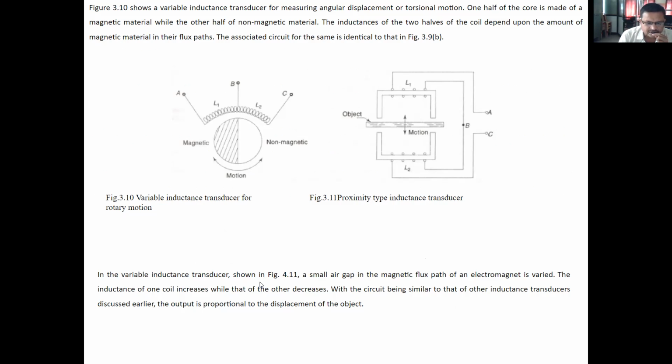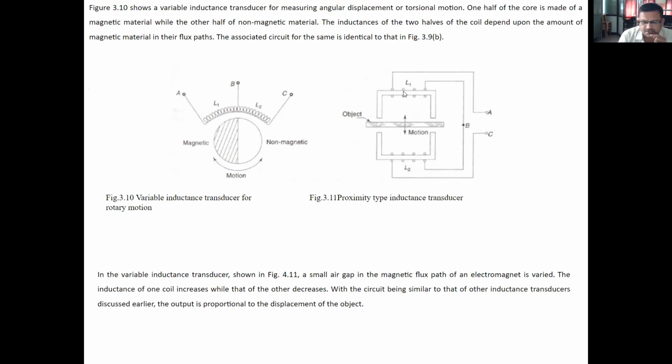In the variable inductance transducer as shown in figure 3.11, a small air gap in the magnetic flux path of an electromagnet is varied. The inductance of one coil increases while that of the other coil decreases, with the circuit being similar to that of other inductor transducers discussed. The output is proportional to the displacement of the object.